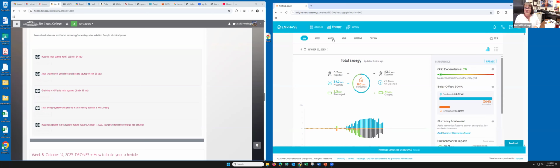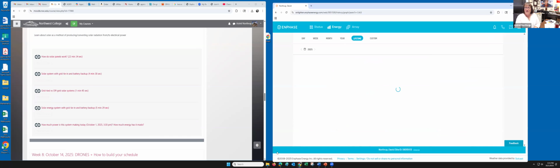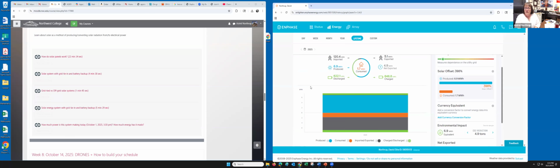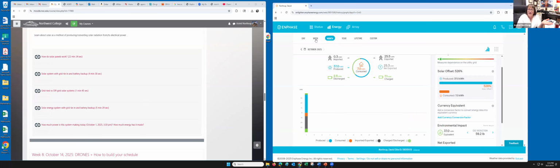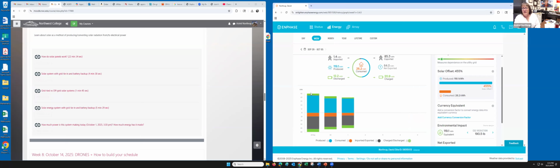Right, now this is just for the day, but you can see we put this system in in June, so there's also a view from the beginning of time, which would be the same as the year for us. If you look at the month, that's just October, right? But the week actually goes back further. So you can see the date range, and you can see what those four different factors are: how much we produce, how much we consume, how much we import or export, and how much we charge or discharge. And then you can also see what the solar offset looks like, and so forth.